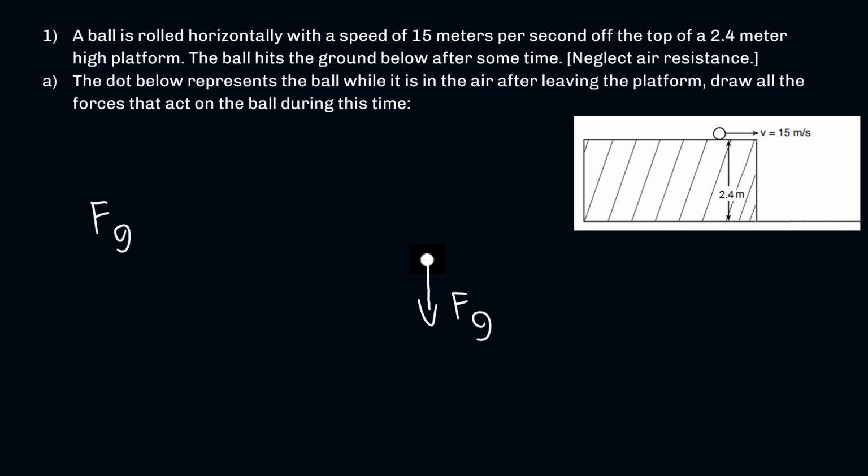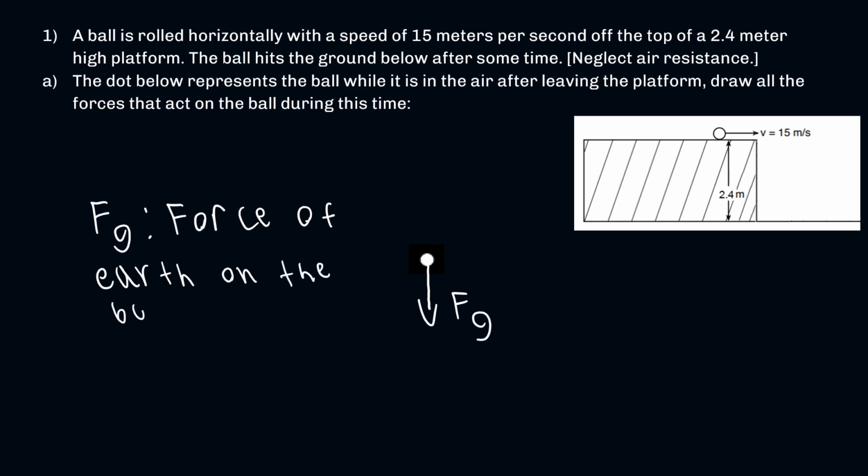And then Fg is the force of Earth, because again, that's the object that is creating that force on the ball. And again, that's it for all the forces, because there's nothing in contact with the ball. Our only non-contact force in mechanics is going to be Fg. So that's it for my free body diagram.